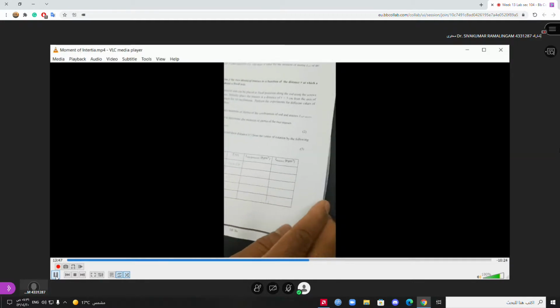And you will substitute this T in the formula. You will get I rod and masses. Subtract this value from this value, and you'll get I masses only. Now you will get all these things, right?